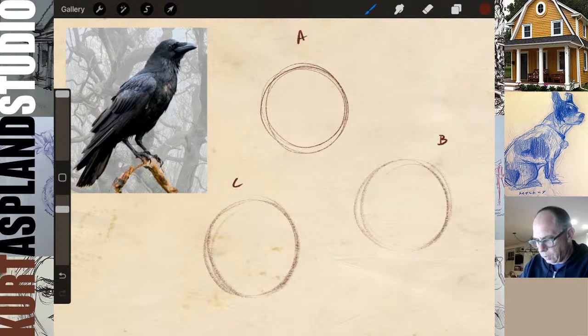All right, let's start with a center line. So we're going to start with the center line over here in A, like this. B we'll make a center line going like this. And C we'll do something like that, okay?